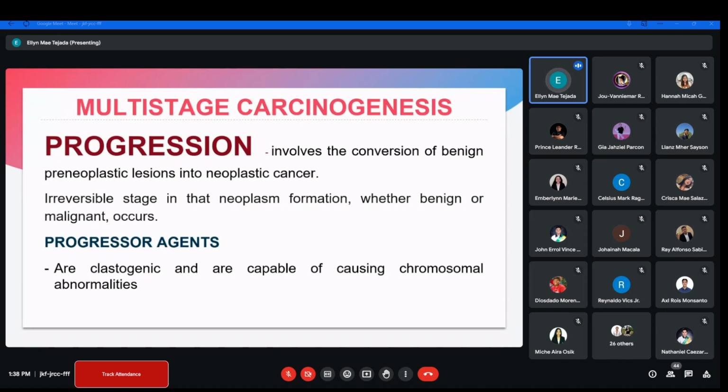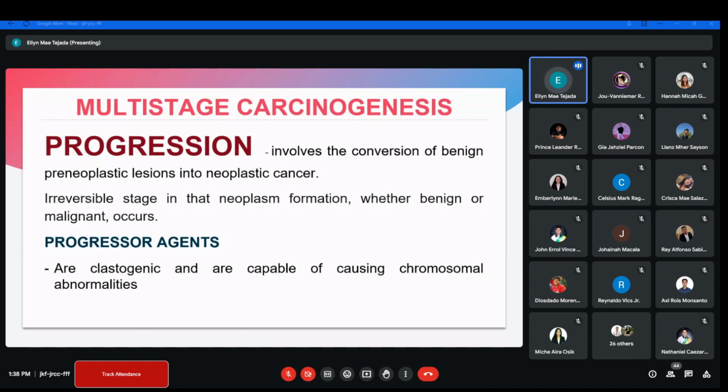And of course, once you say genotoxic, it leads directly to DNA damaging, which includes chromosomal aberrations and translocations. Now, progression is an irreversible stage. So, again, come to think of it, your initiation is irreversible. However, your promotion is reversible. Well, the last stage is irreversible, just like your initiation.